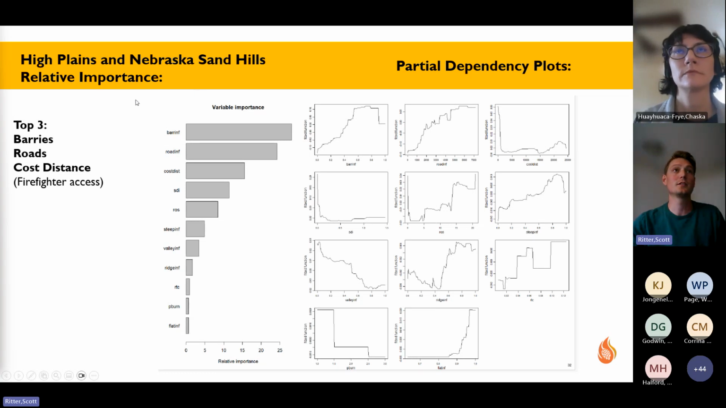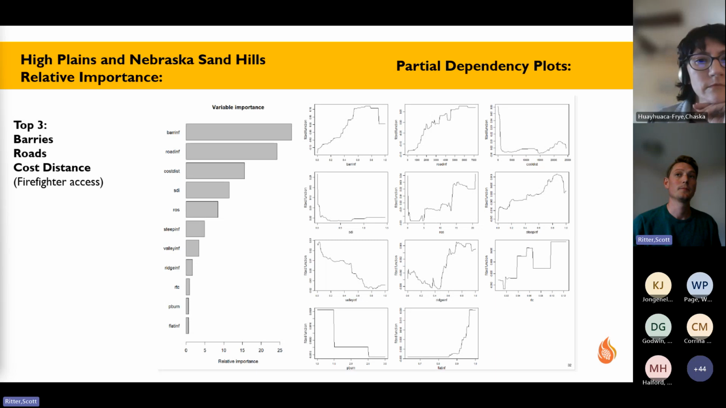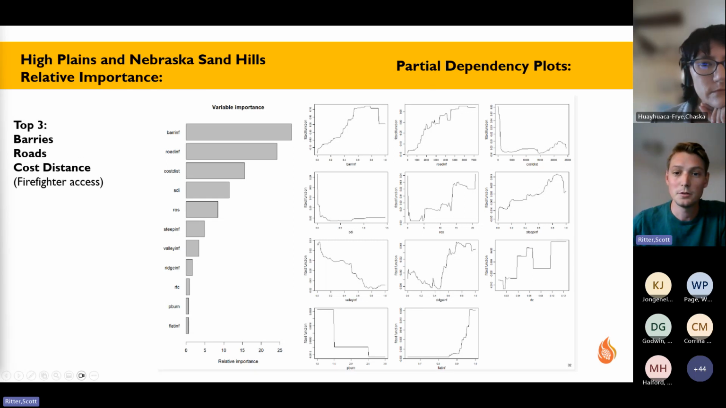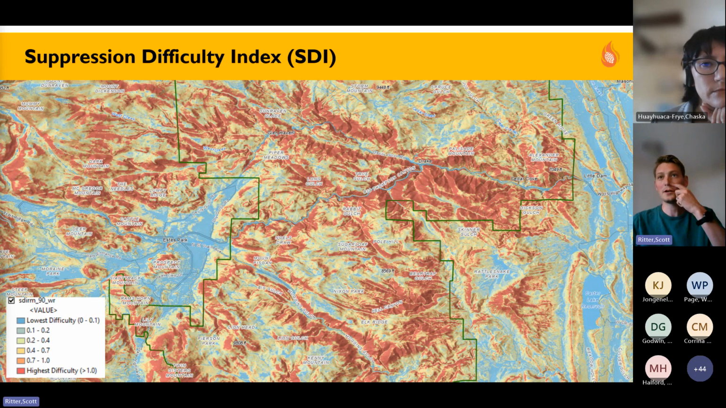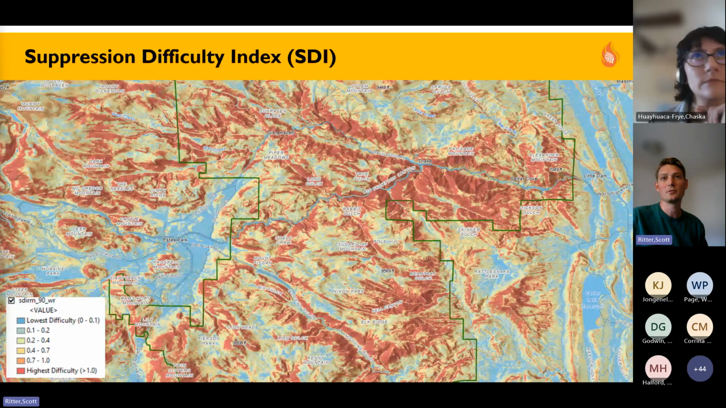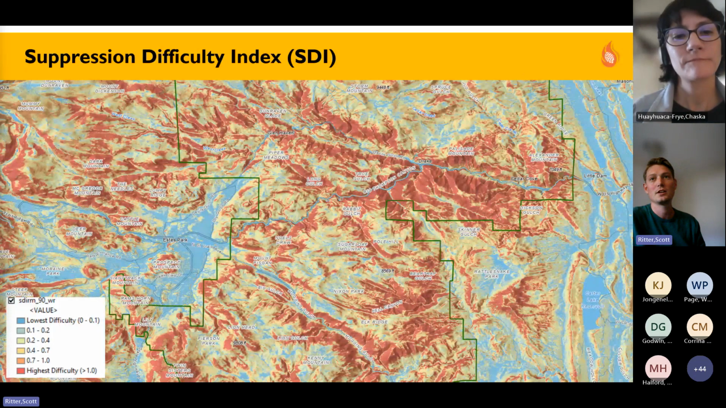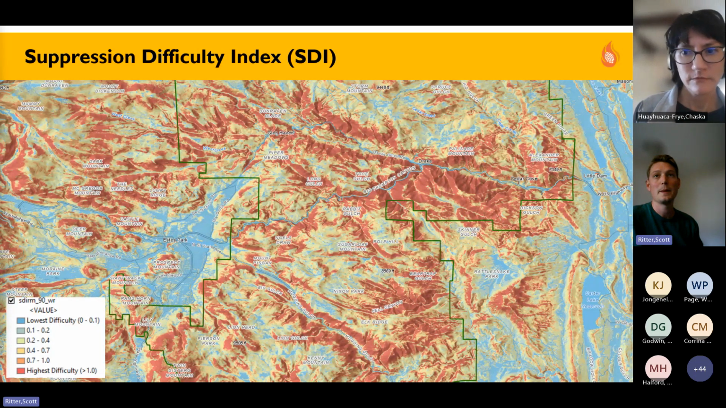But back to the top 3 variables driving the Great Plains model. It's barriers, so non-burnable barriers, roads, and then this measurement of firefighter access. So that's probably pretty intuitive in those types of grass fires where your roads and your non-burnable areas are really strong control features. All right, so that's what the model statistics are. I think at this point I've just got some examples. We can just look at some different areas on the landscape and get a sense of how they map out.